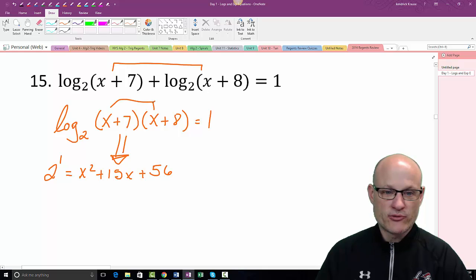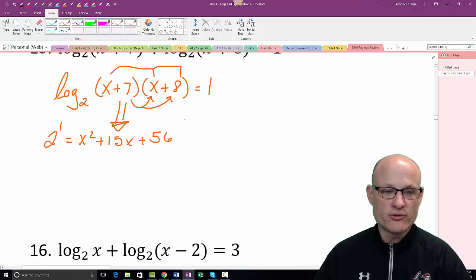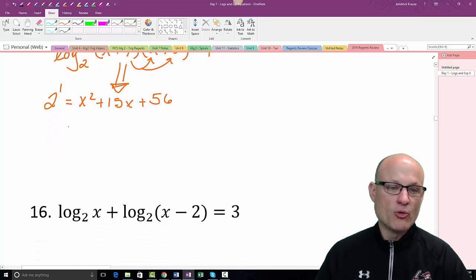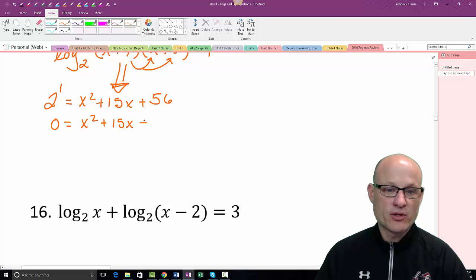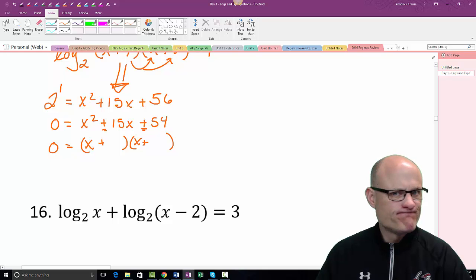I hope you know how to double distribute or FOIL. I don't know, whatever your teacher uses. Used to frown on double distribute. So 0 is equal to x squared plus 15x plus 54. So is there a way to multiply to 54 that adds up to 15? Now they both got to be positive. Come on, kids. 6 and 9.